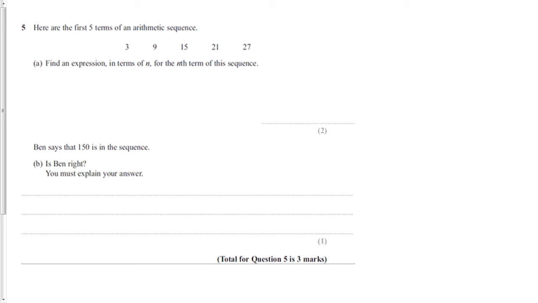Okay, question 5. We've got 5 terms of an arithmetic sequence. So we see that it's going up in sixes. Now, the first thing to do on a sequence question where it asks for the nth term is see what it goes up in each time. So that goes up in plus 6, plus 6, plus 6. So if it's going up in 6 each time, then the answer is going to look like 6n. That's going to get you your first mark.